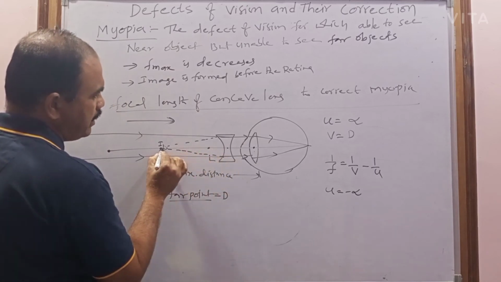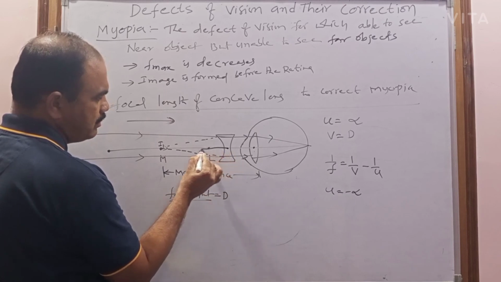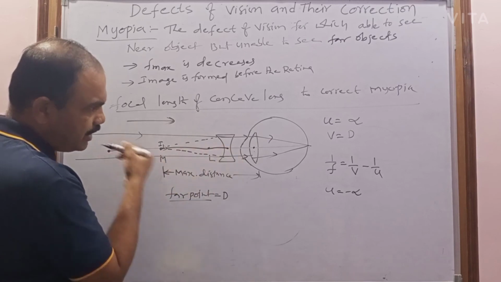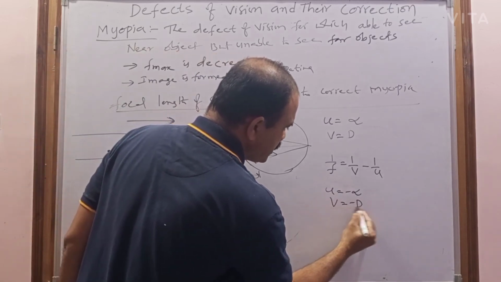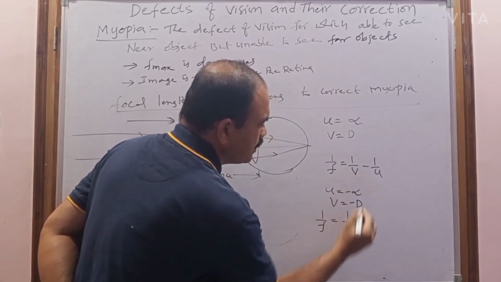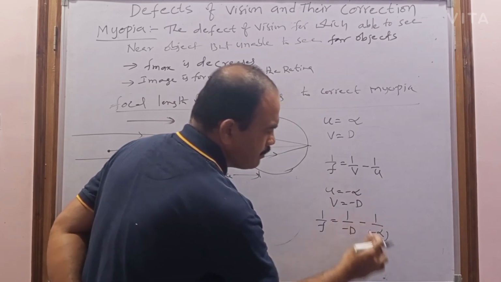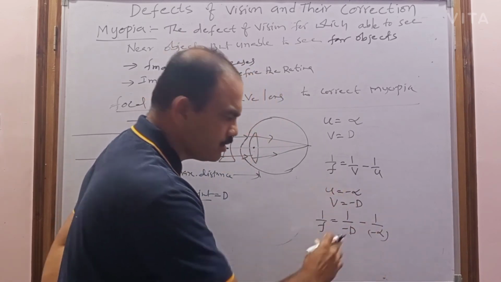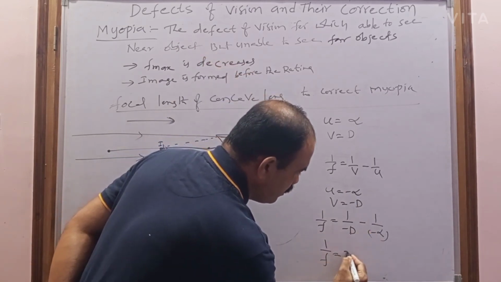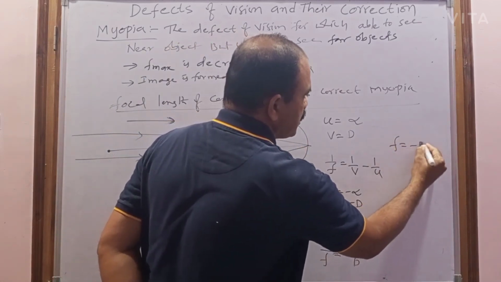And where the image is formed, here the image is formed. Again, when we measure the distance from this lens to the image, in which direction are you moving? In our opposite direction. So that's why v is also minus d. Now substitute in this equation. So 1/f = 1/v - 1/u. v is nothing but minus d, minus 1/u, which is minus infinity. Minus and minus becomes plus, but something divided by infinity is nothing but 0. So that's why 1/f = -1/d. If I invert, the focal length is equal to minus d.